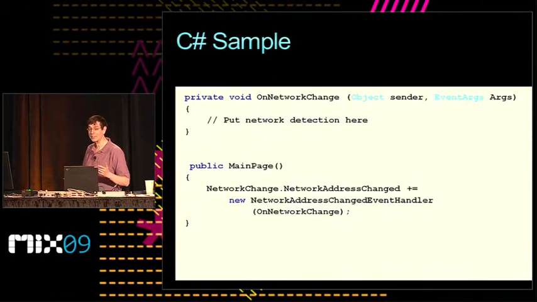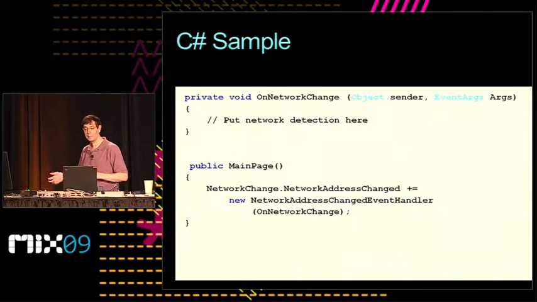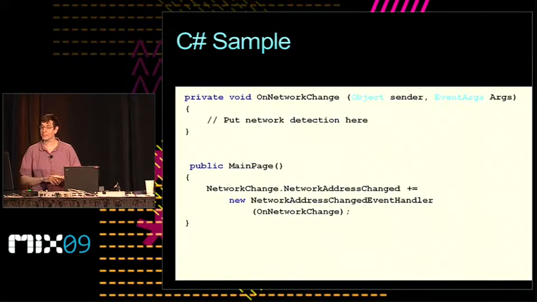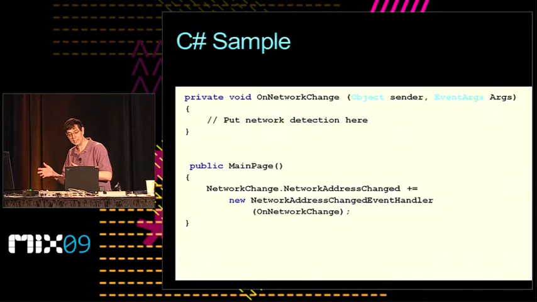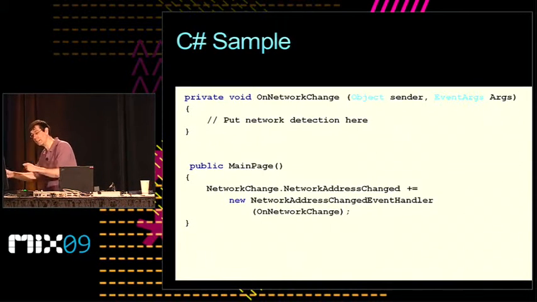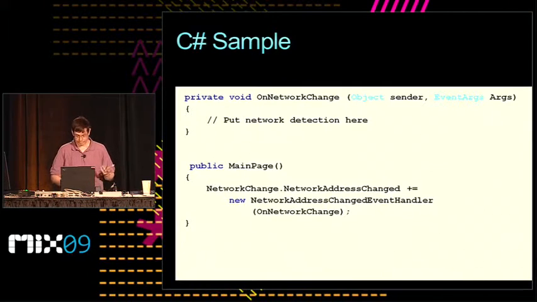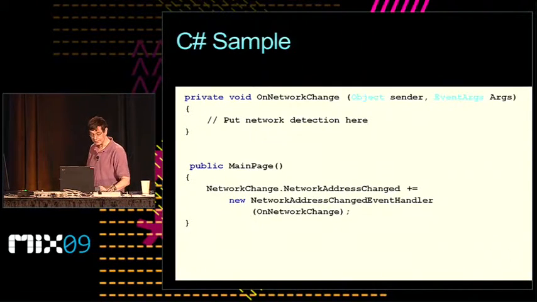So it's an on-network change. Once again, function that you write. There's another comment in there. Only now it's called a comment and not a remark. Put network detection here. Public main page. And now the same kind of network handler, only it's C#. So the syntax is a little different. It's network changed, network address changed, plus equals new network address changed event handler on network change. Very simple, very straightforward. You'll get notified when things like plugging out and unplugging the cable happens.